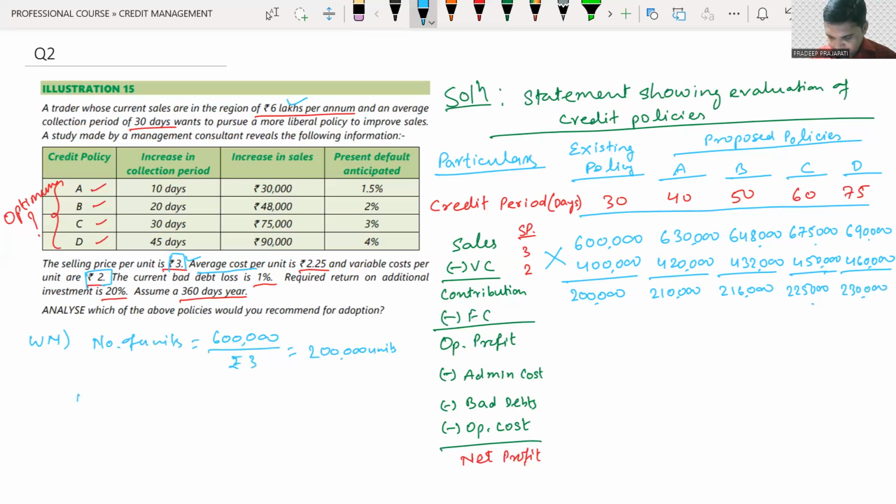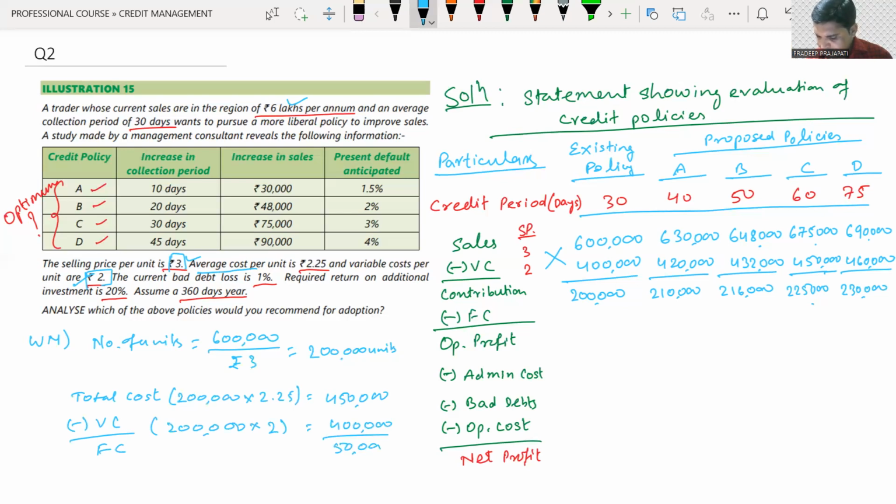So total cost will be 2 lakh units into this average cost 2.25. 2.25 into 2 lakh comes to 4,50,000. From this deduct variable cost, we will get fixed cost. Variable cost will be 2 lakh units and variable cost is given as rupees 2 per unit, so it will be 4 lakh. So 4,50,000 minus 4 lakh, 50,000 will be the fixed cost.